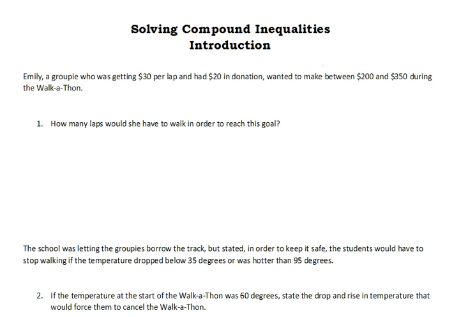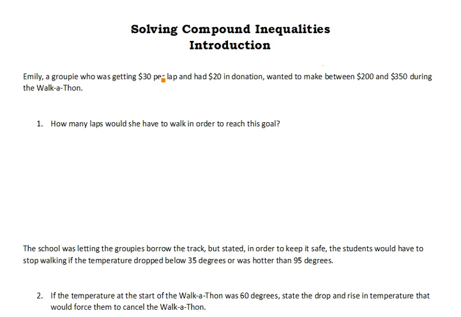Okay, last intro of this section says Emily, a groupie who was getting $30 per lap and had $20 in donations, wanted to make between $200 and $350 during the walkathon. So question 1 says how many laps would she have to walk in order to reach this goal, to be between that goal? Well, let's go ahead and look at this.